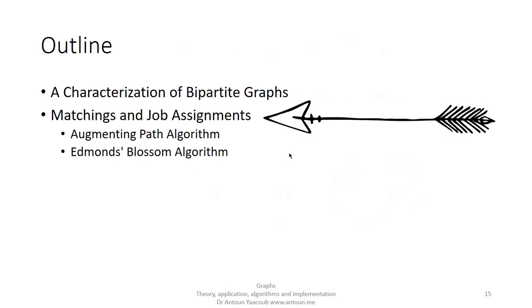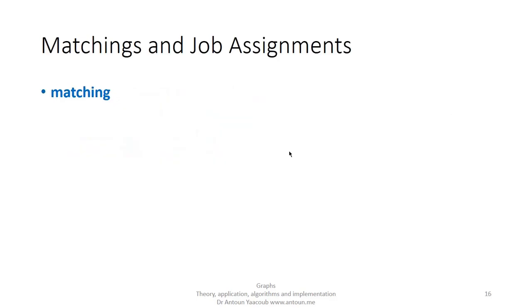So this is for the characterization. We will move to the more important part, which is about matching and the job assignment problem. So what do we call a matching? A matching is usually represented by the letter M. A matching in a graph is a set of edges, no two of which are incident with one another. In other words, I need to match vertices between these two sets.